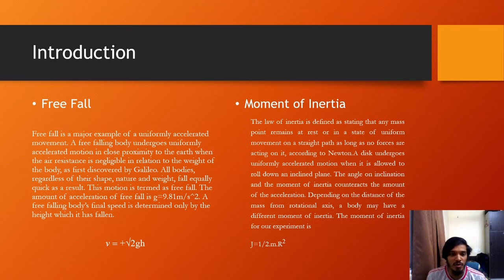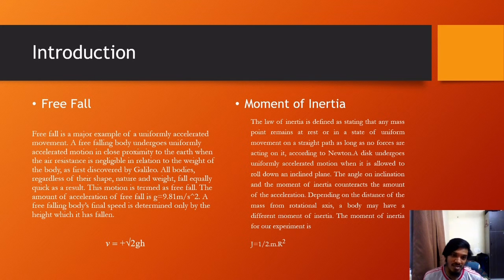A free-falling body undergoes uniformly accelerated motion in close proximity to the Earth when the air resistance is negligible in relation to the weight of the body, as first discovered by Galileo. All bodies, regardless of their shape, nature, and weight, fall equally quickly as a result. This motion is termed free fall.